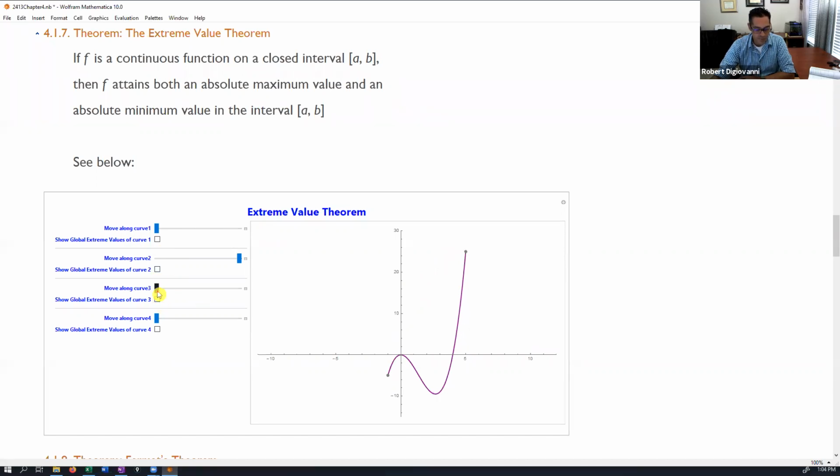Another example. How about a straight line connecting 2 points? Well, the endpoints would be where we have the absolute or global max and the global min, right? In this case.